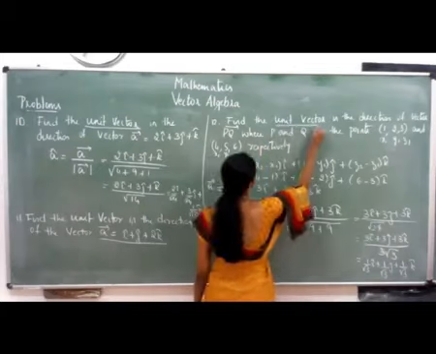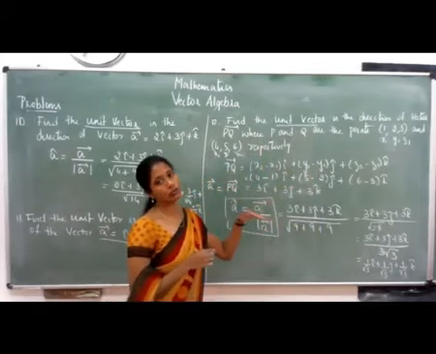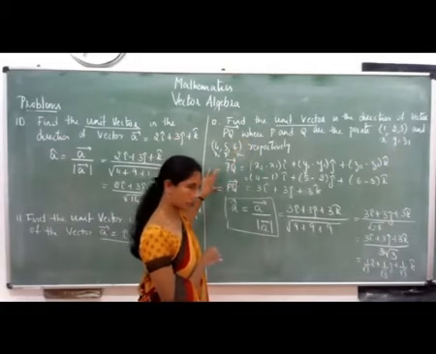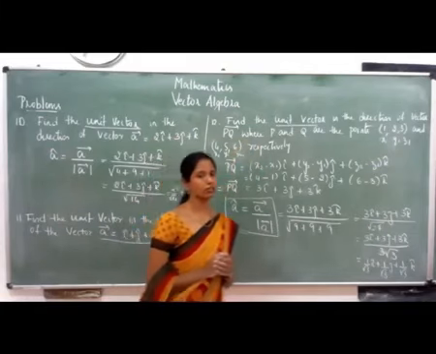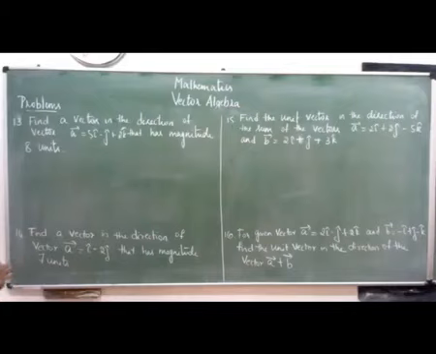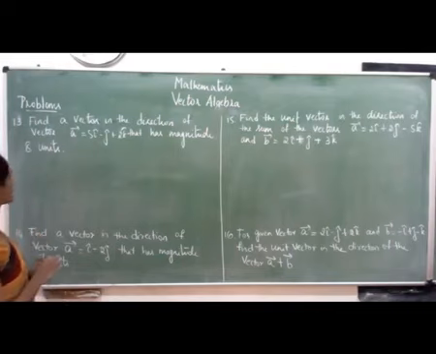Here also we need to find the unit vector, but for the vector joining 2 points. So first you need to find the vector joining 2 points, then for that vector you need to find the unit vector. Next question: find the vector in the direction of the vector A equal to 5i cap minus j cap plus 2k cap that has a magnitude of 8 units.